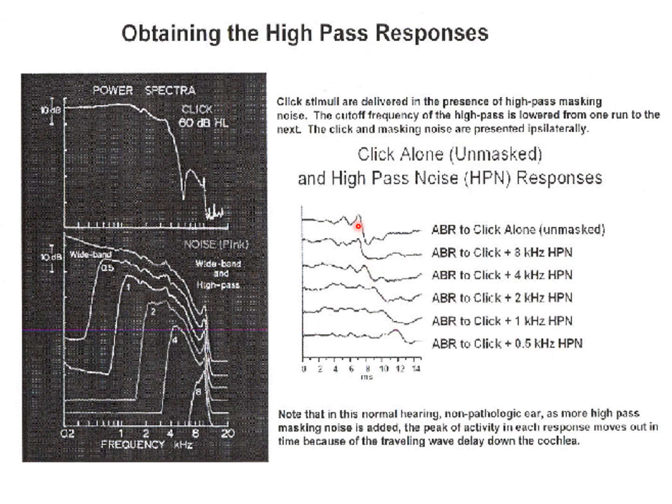So as you can see from the ABR waveforms, the latency of wave V increases as we decrease the cutoff frequency for the high-pass noise. So the wave V latency was here, and it becomes prolonged when we decrease the cutoff frequency for the high-pass noise.